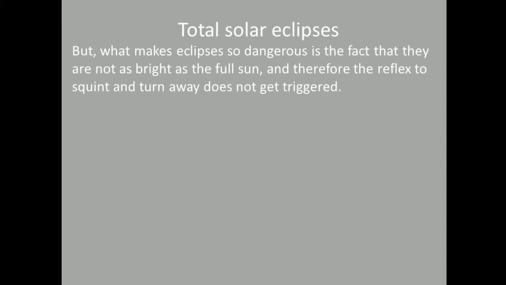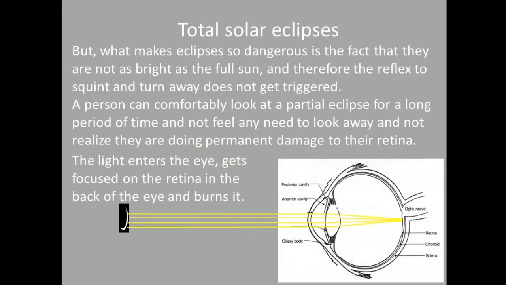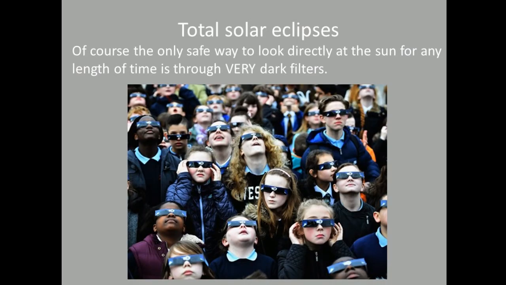But what makes eclipses so dangerous is the fact that they are not as bright as the full sun, and therefore the reflex to squint and turn away does not get triggered. A person can comfortably look at a partial eclipse for a long period of time and not feel any need to look away and not realize they are doing permanent damage to their retina. The light enters the eye, gets focused on the retina in the back of the eye, and burns it. And since the retina has no pain receptors, the damage is done before the person even knows it.